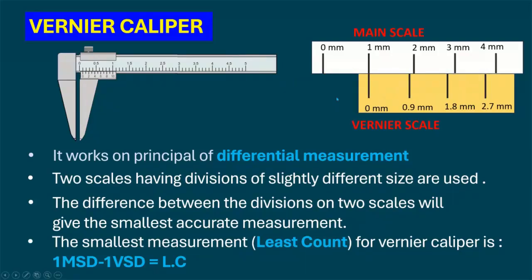So here, if the gap is widened, for instance, if you put a larger size of object between the jaws, and you see that the 0 of the vernier is coinciding with 1 mm of the main scale. You can see here the 0 of the vernier is coinciding with 1 mm of the main scale. So the value between 0 and 0 is straight away 1 mm. There is no confusion, right?